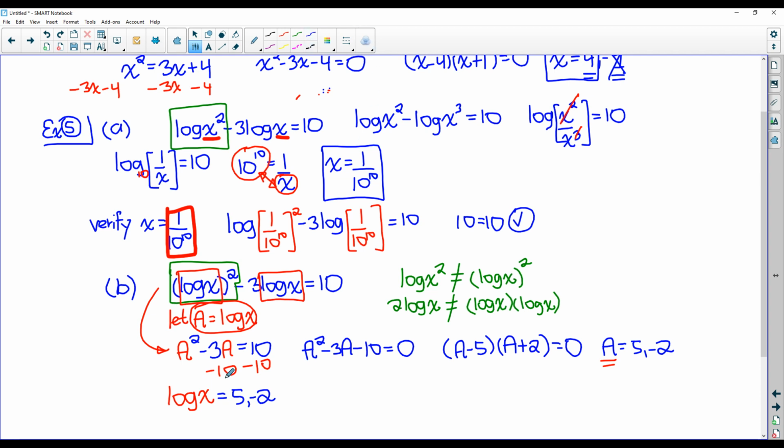Okay, so that's up at the top now. Now again, the base is 10 here. So my two solutions, let's write it out. One solution would be 10 to the power of 5 equals x. And your second solution would be 10 to the power of negative 2 is equal to x.